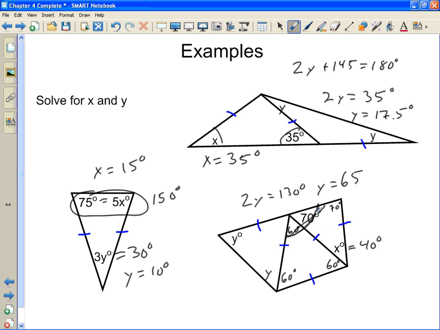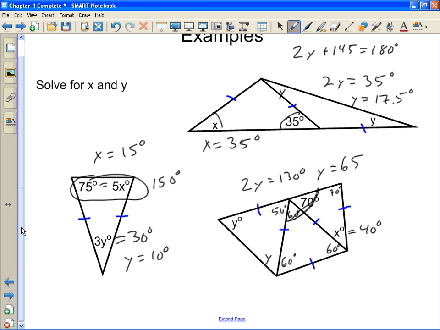Now I could go about it a different way. You could take 180 and subtract these, you get 50 degrees here, and then say 2y plus 50 equals 180, and solve for y that way also. So this is how you're going to use your base angles theorem. It's also we learned about equilateral triangles, so that we always know we have 60-degree angles in there and three congruent sides.